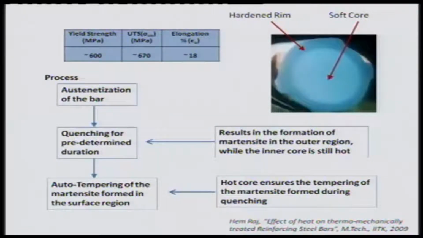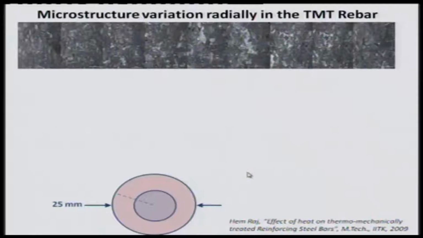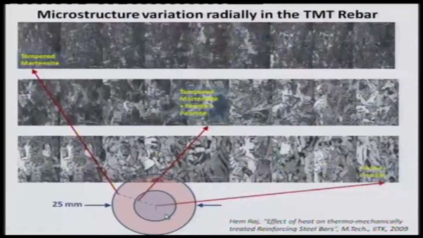If you look at the microstructure of this material along the radius, starting from the surface down to the center, near the surface you will get 100% martensite, but auto tempering makes sure that this martensite is tempered. So, this region is tempered martensite. Then somewhere in this region you have tempered martensite plus ferrite plus pearlite, and then ultimately, when you reach the center, you end up with a ferrite pearlite core. So, this is how the microstructure varies along the radial direction for the steel.